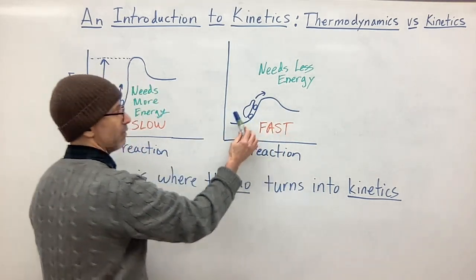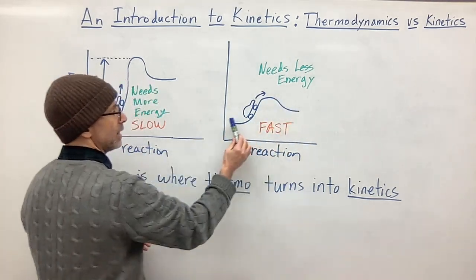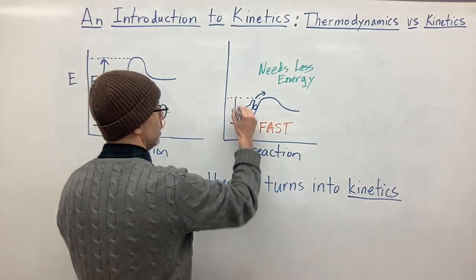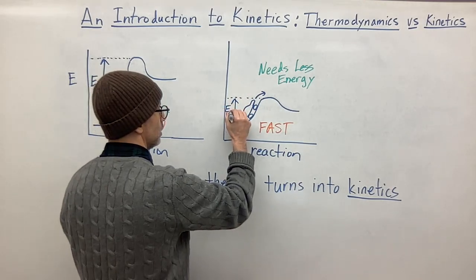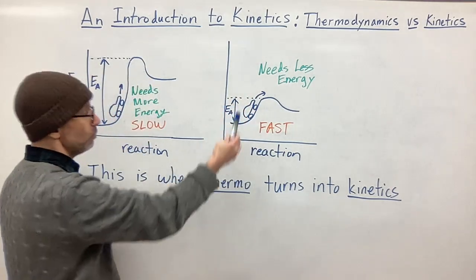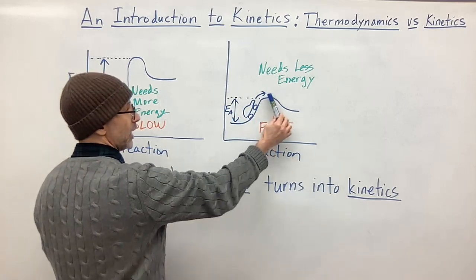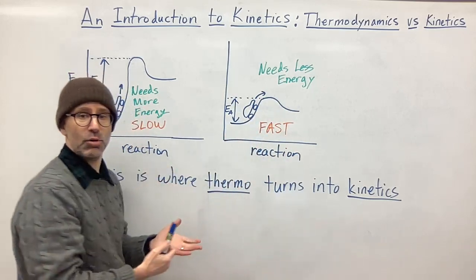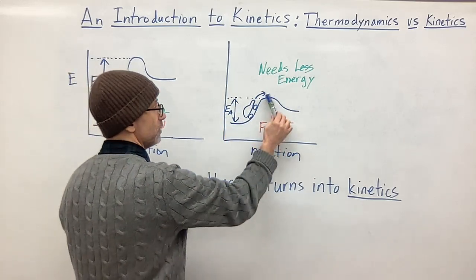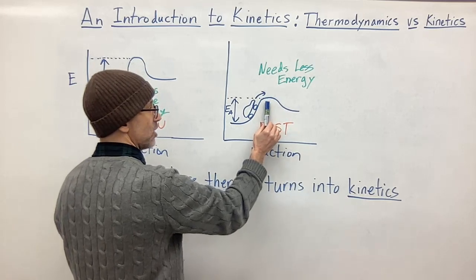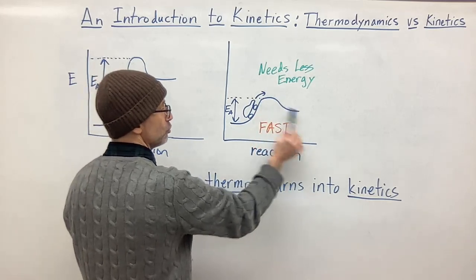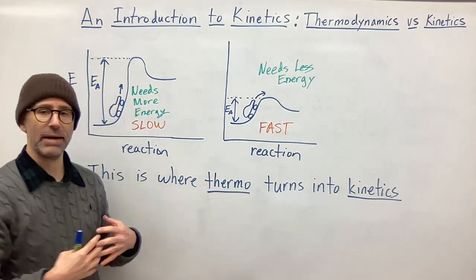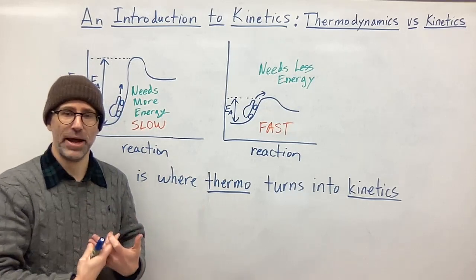Here in this picture, you have the car and it has a smaller hill. So the activation energy here is much smaller. This does not require as much energy. This needs less energy, and therefore more molecules are going to be able to achieve this transition state at the top and are able to go, and therefore the reaction is going to be faster. So thermodynamics and kinetics intersect in this way.